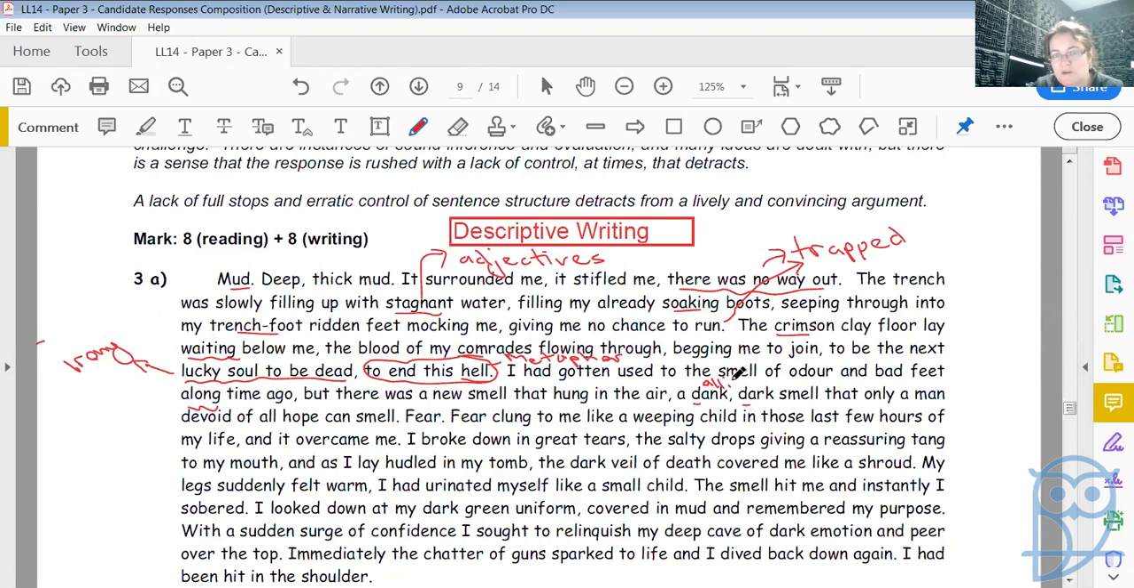Remember, you don't just want to point out a device or some form of figurative language. You want to show what effect it creates. And that's what it's doing. It's emphasizing that oppression.